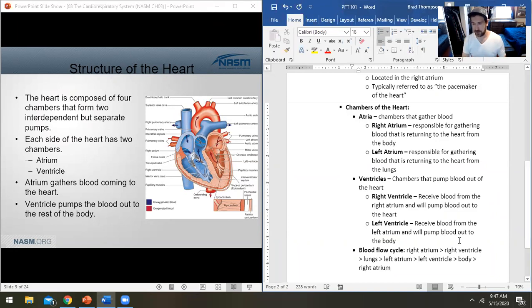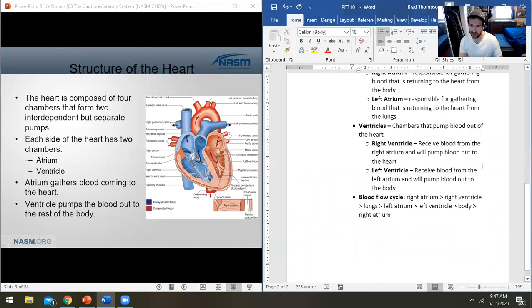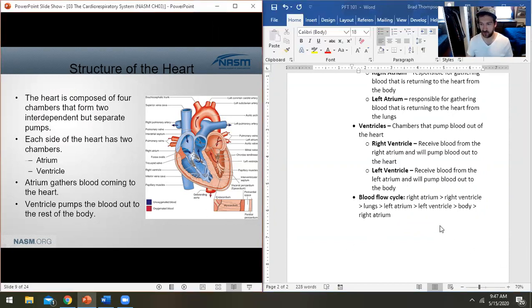Normally I do this in a big circle on the whiteboard. But basically it's from heart to lungs to heart to body to heart to lungs to heart to body. It's kind of a figure eight more than it is like a circle, right? So that's kind of the overall cycle. It'll start in your right atrium, it'll drop into the right ventricle, it'll get to the lungs, it'll come back to the left atrium, left ventricle, body, and then it'll return.